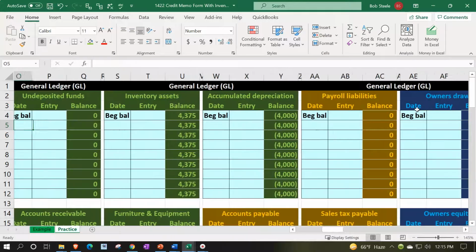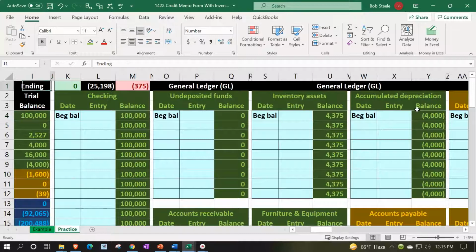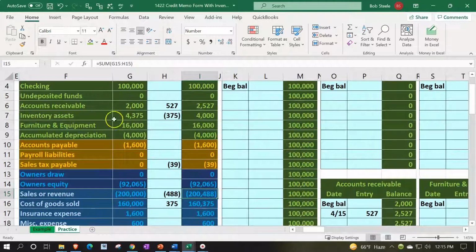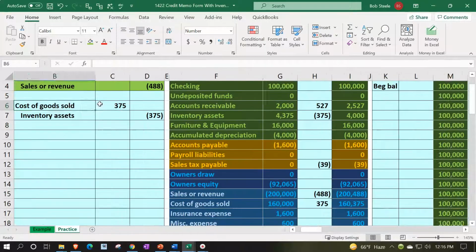Now we're going to be back in balance on the GL, but we're not matching what's on the trial balance with regards to net income. And that 200,488 matches what's on the TB. Let's record the second half.